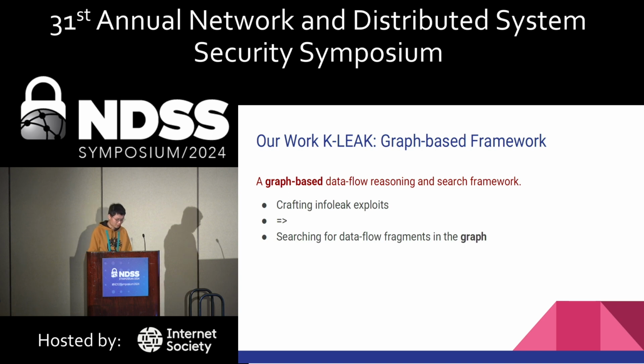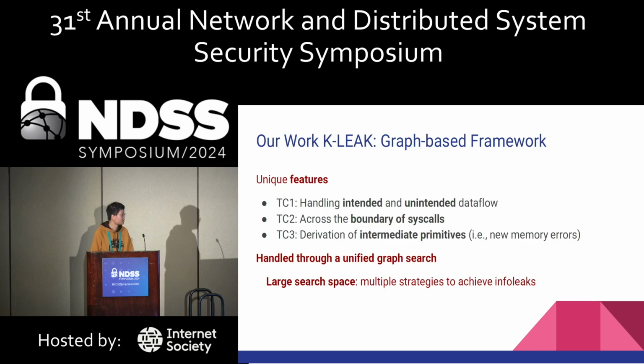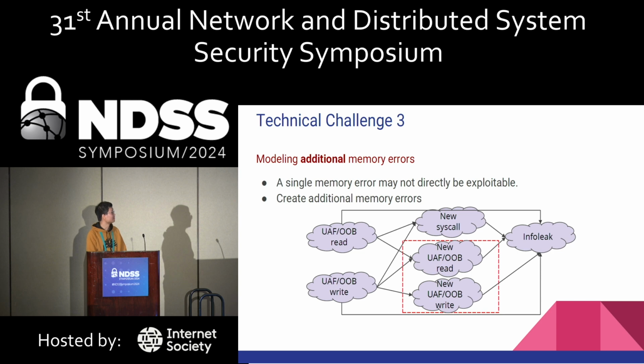So here's our solution. To tackle the technical challenges, we propose a graph-based data flow reasoning and search framework. It can turn the problem of crafting Infoleak exploits into searching for data flow fragments in the graph. It has several unique features that can tackle the technical challenges accordingly. It handles everything through a unified graph search. And it can handle a large search space, which means it can cover multiple strategies to achieve Infoleaks, as is shown in this figure.